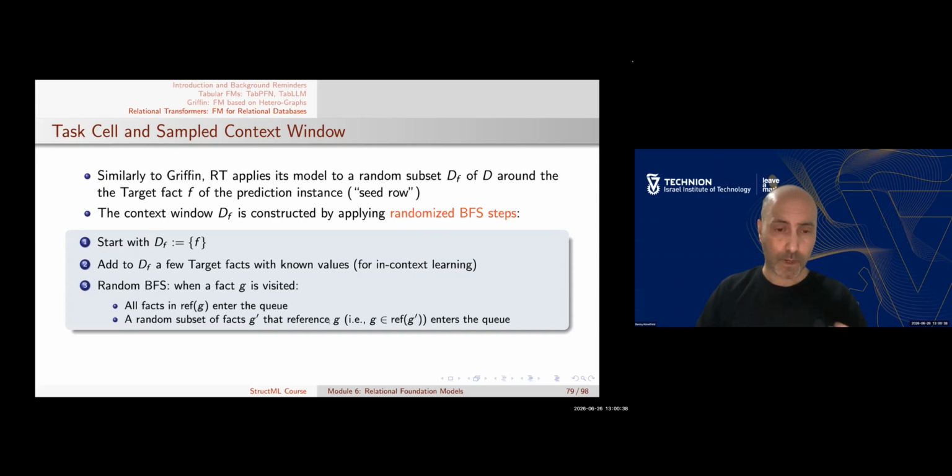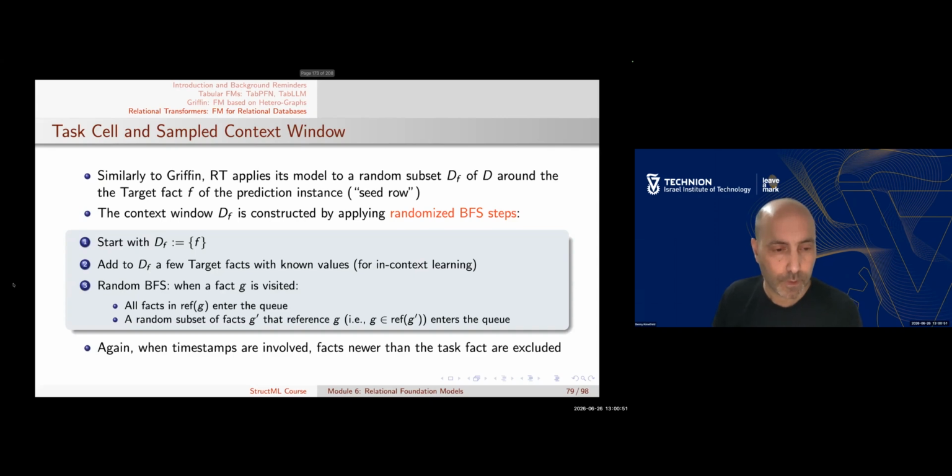Okay, and we do that for a random subset of the facts until we reach some predetermined size, like 500 or 1024. Okay, and again, when we construct this set, we make sure not to include facts that are newer than the task fact that we are applying reference for.